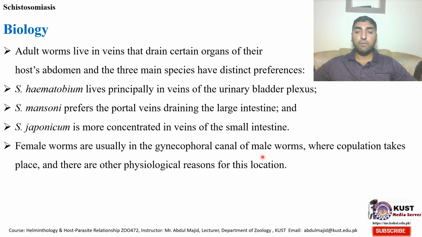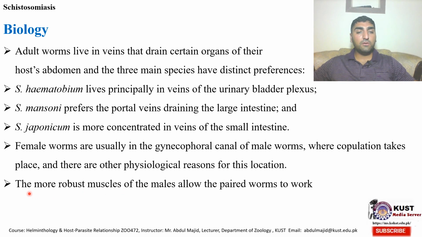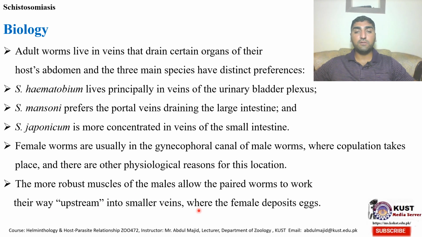Meanwhile, the female lives in the gynecophoral canal. As I told you, females have weak musculature and a weak oral sucker, and they need the help of the males, because males have strong musculature and strong oral suckers. So the female lives inside the gynecophoral canal of the male for safety, for attachment, and for movement in the veins. The more robust muscle of the male allows the paired worms to work their way upstream into smaller veins where the female deposits eggs. The female cannot go upward by herself; it is the strong muscles of the male that allow the pair to struggle upstream into the smaller veins, where the female will deposit her eggs.